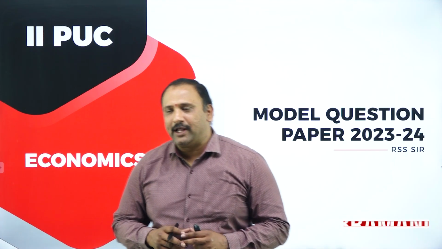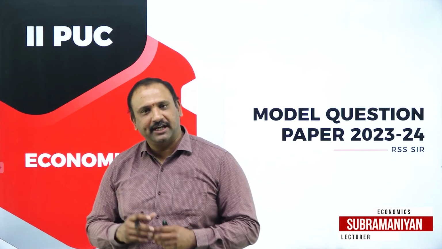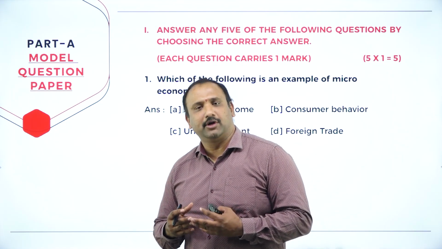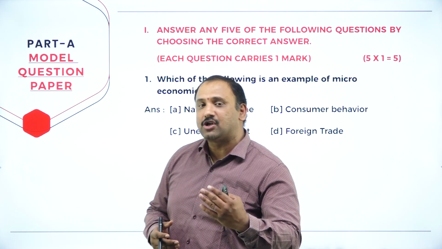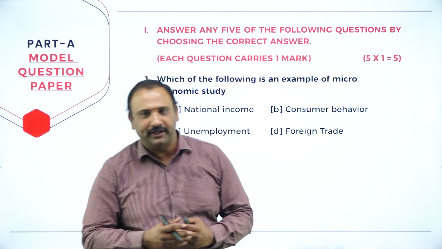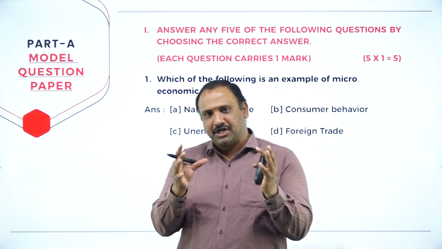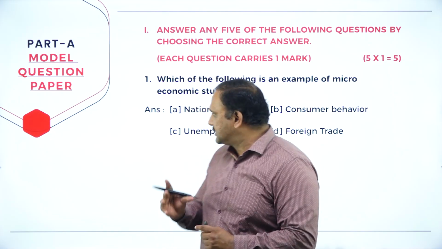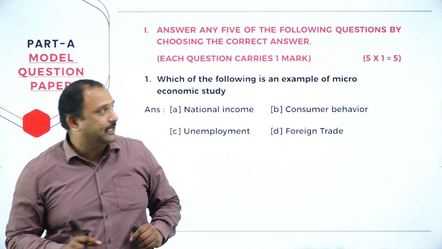Good morning and welcome to the model question paper solving session for second PUC Economics 23-24. We all know that there has been a change in the model question paper. In the final paper, this time it's going to be 80 marks on the theory and 20 marks on the internals. But nevertheless, the questions are not changing much. The syllabus has been altered to a very little extent.